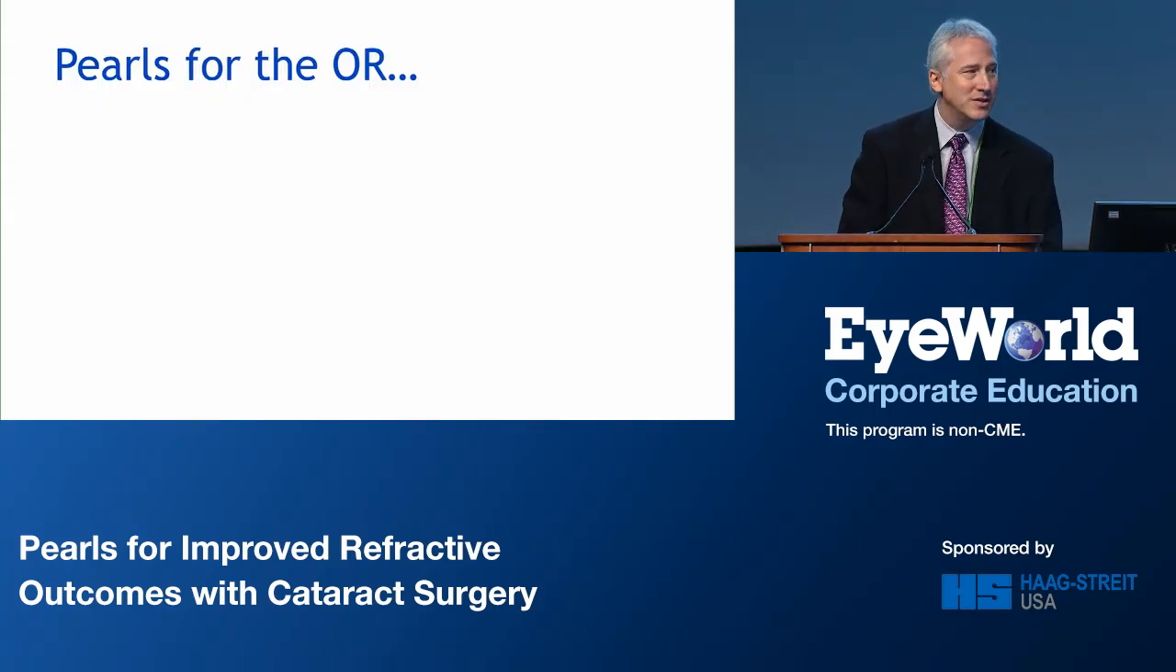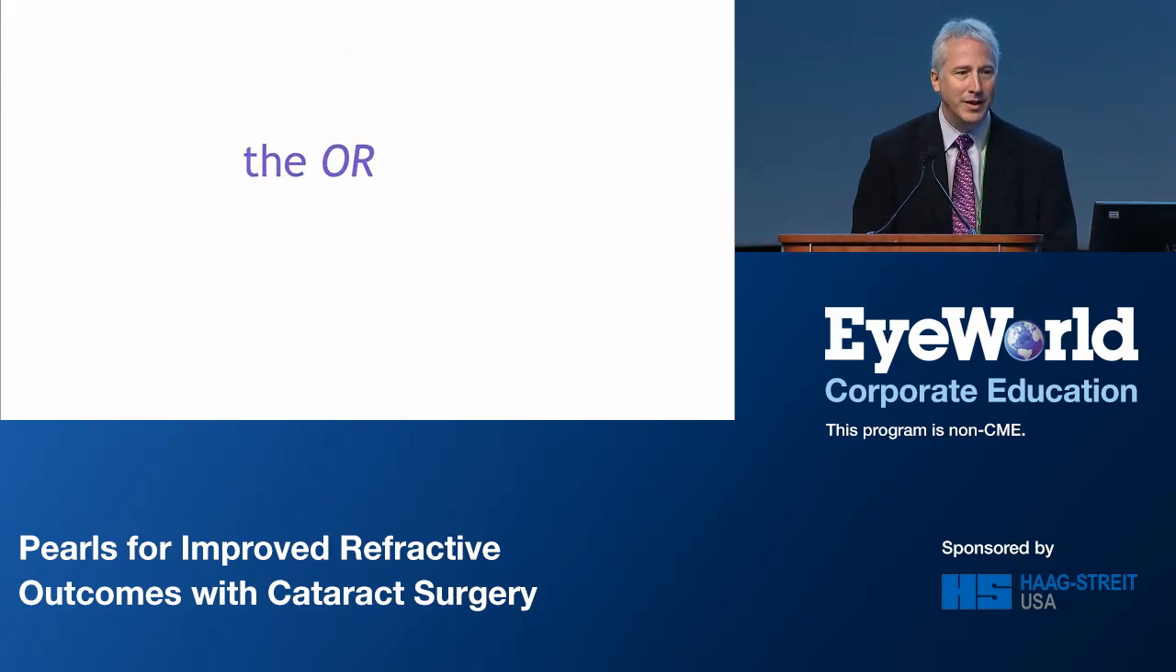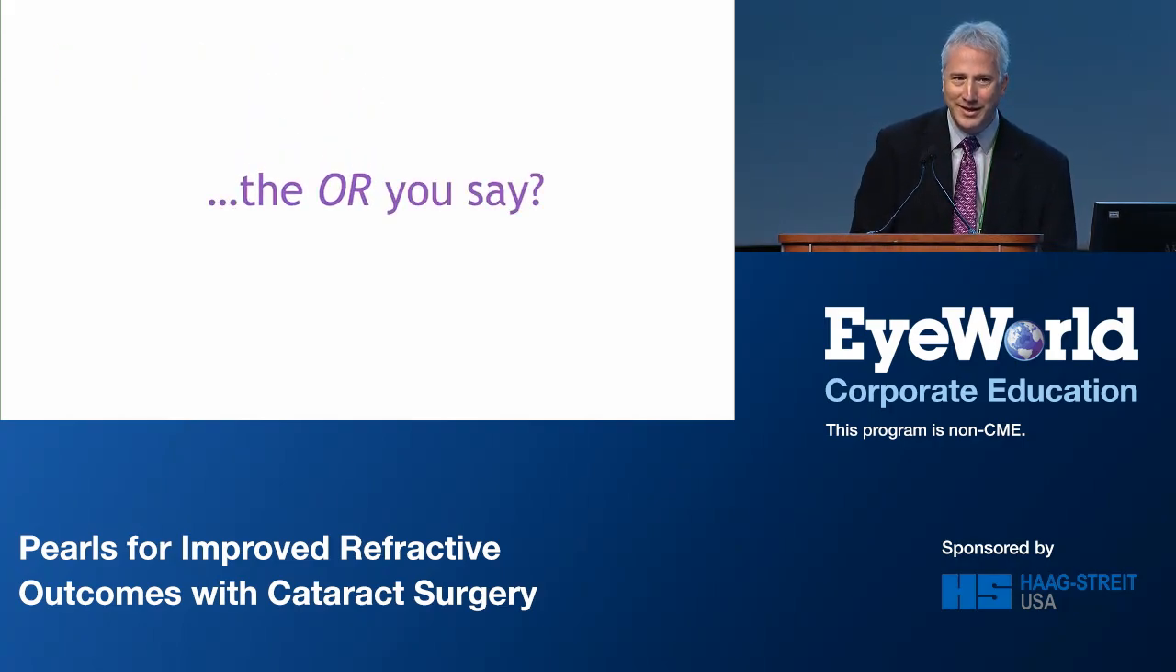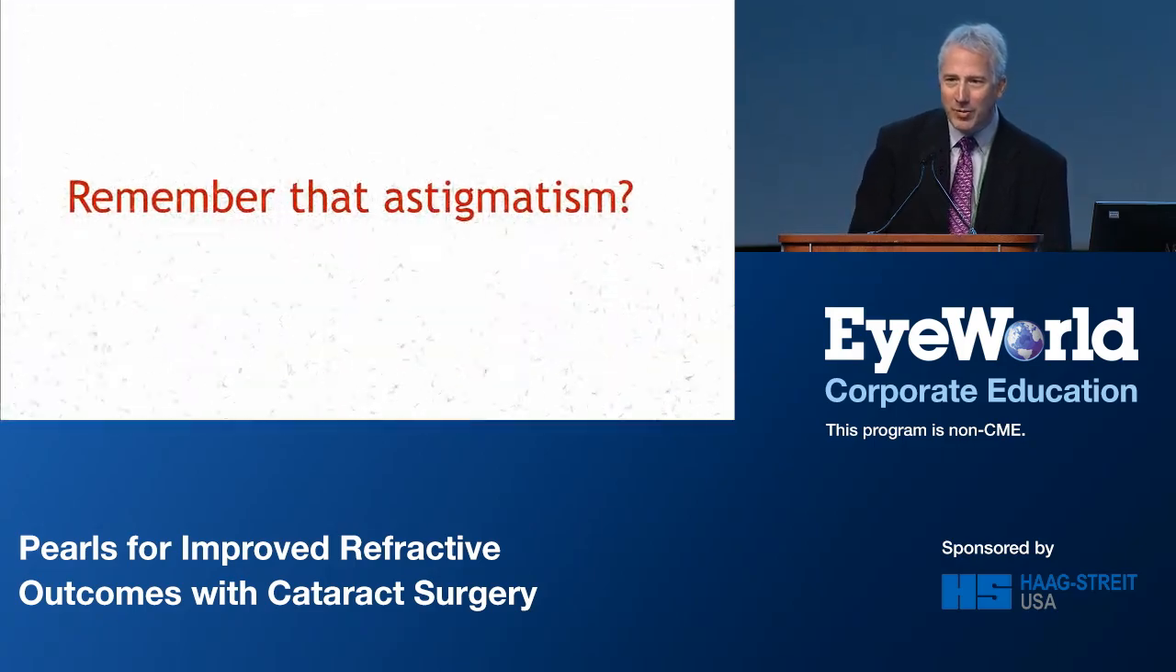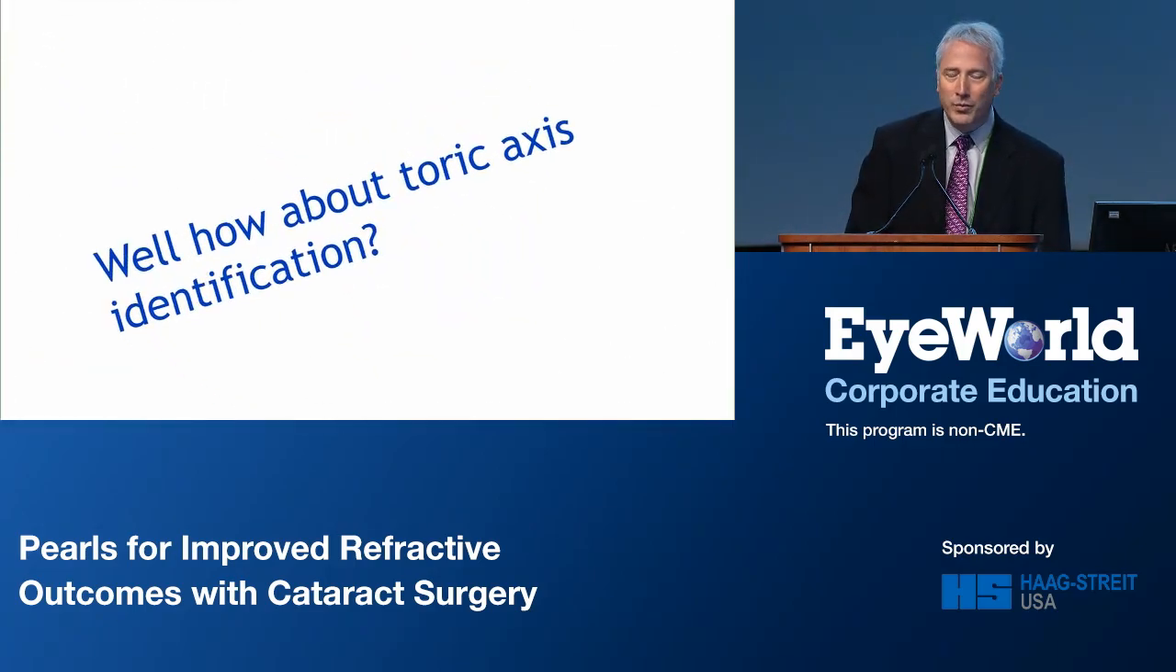And now we're going to talk about Lenstar pearls in the operating room. Yes, the operating room, you say? Indeed, the operating room. Why would we need the Lenstar in the operating room? I wonder. Well, remember that astigmatism we were talking about before? When we get to the toric axis, we need to identify that toric axis.